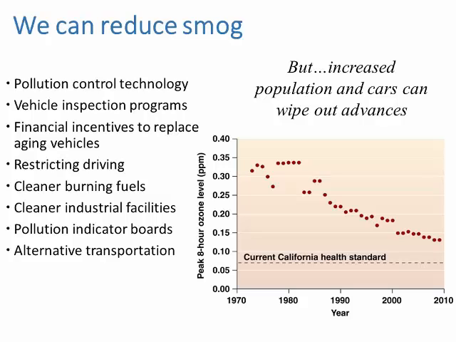The reductions were a result of a variety of factors, including pollution control technology, vehicle inspection programs, financial incentives to replace aging vehicles, cleaner burning fuels, cleaner industrial facilities, pollution indicator boards, and alternative transportation. Restricting driving and closing industrial facilities that cannot clean up their emissions are also effective strategies. However, these two methods are less popular with the public and industry, respectively.